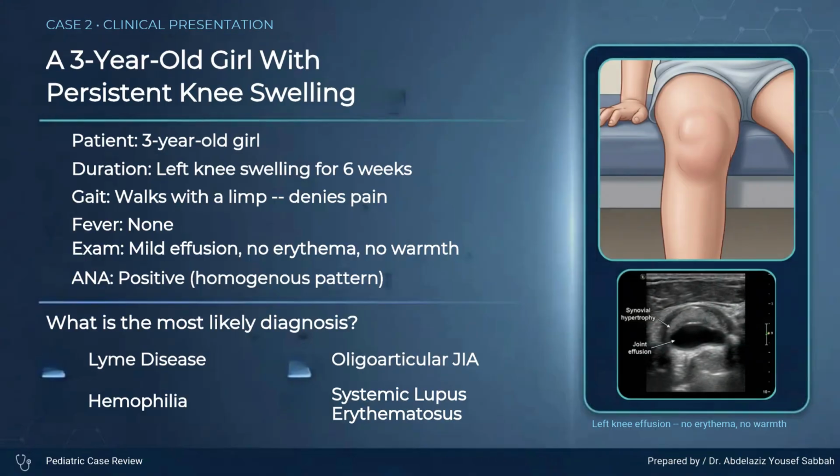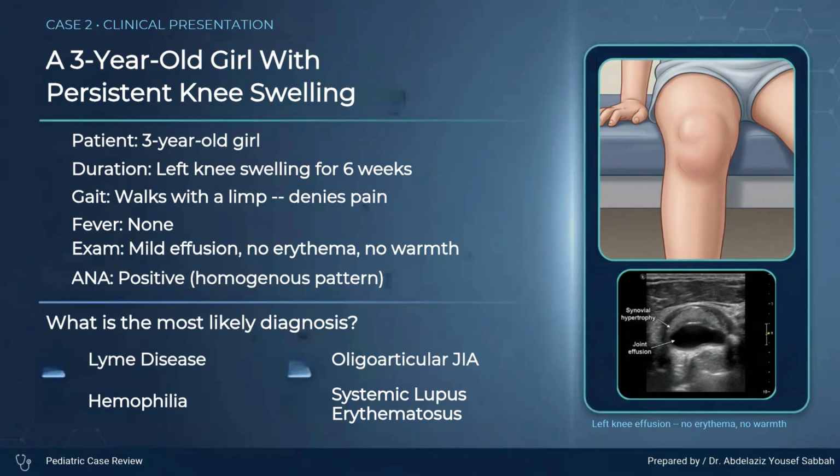Case 2. A 3-year-old girl has had left knee swelling for 6 weeks. She walks with a limp but denies pain. She has no fever. On examination, there is mild effusion with no erythema and no warmth. Her anti-nuclear antibody is positive with a homogeneous pattern. What is the most likely diagnosis?